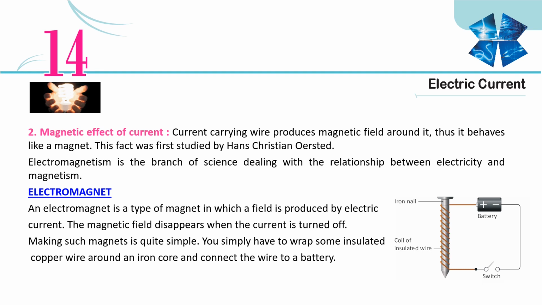Electromagnet. An electromagnet is a type of magnet in which a field is produced by electric current. The magnetic field disappears when the current is turned off. Making such magnets is quite simple. You simply have to wrap some insulated copper wire around an iron core and connect the wire to a battery.